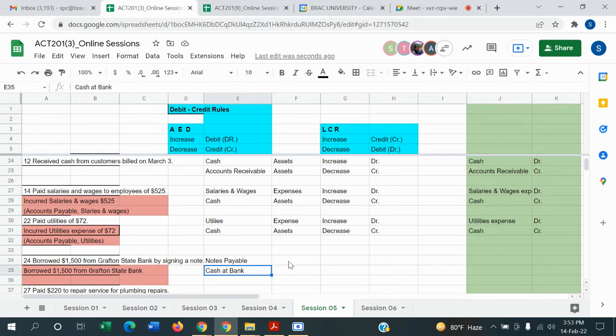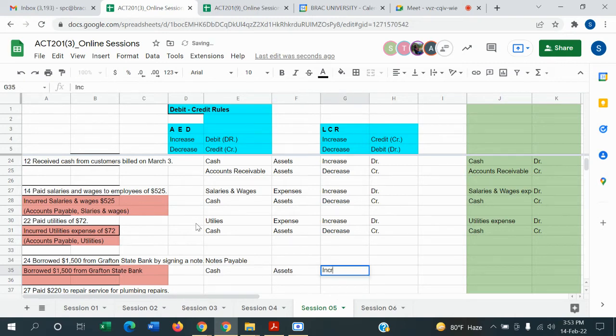Sir, how does this become cash if they borrowed money from a bank? How does this activity fall under cash? What are they receiving from the bank? 1500, money. That's the cash. Will the cash increase here? Exactly. Cash is increasing here because it's an asset.